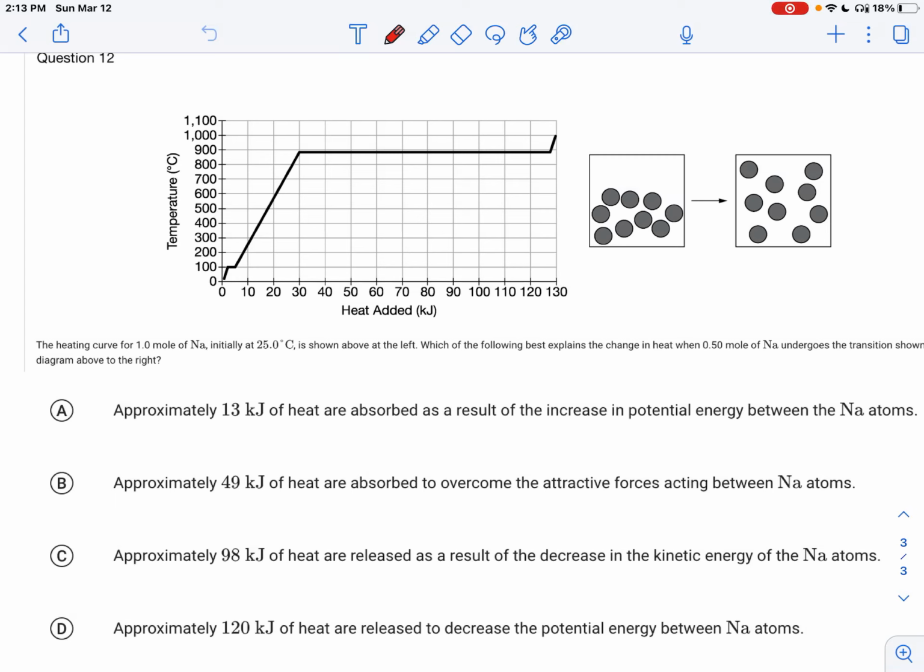So now I'm going to go over 12 and 16 from the Unit 6 progress track, because I think that's what was meant by those. So this is just a heating curve question. You do not need to use MCAT. There are two parts to this.